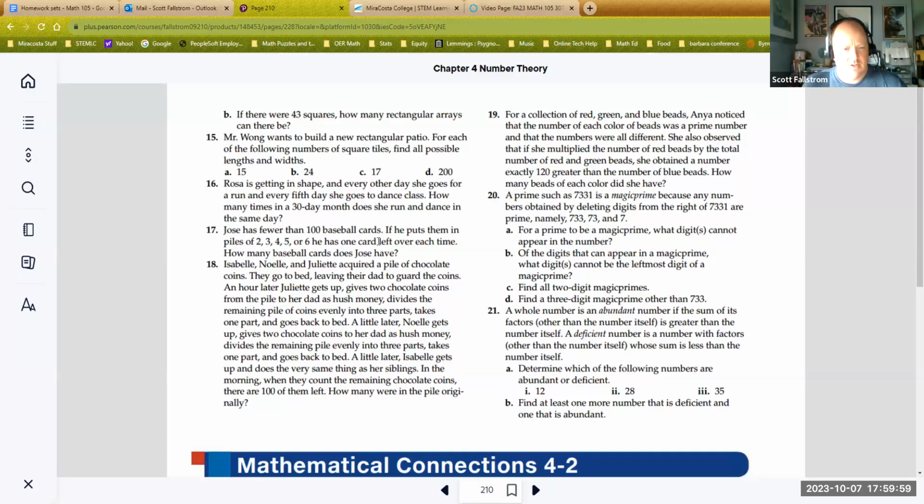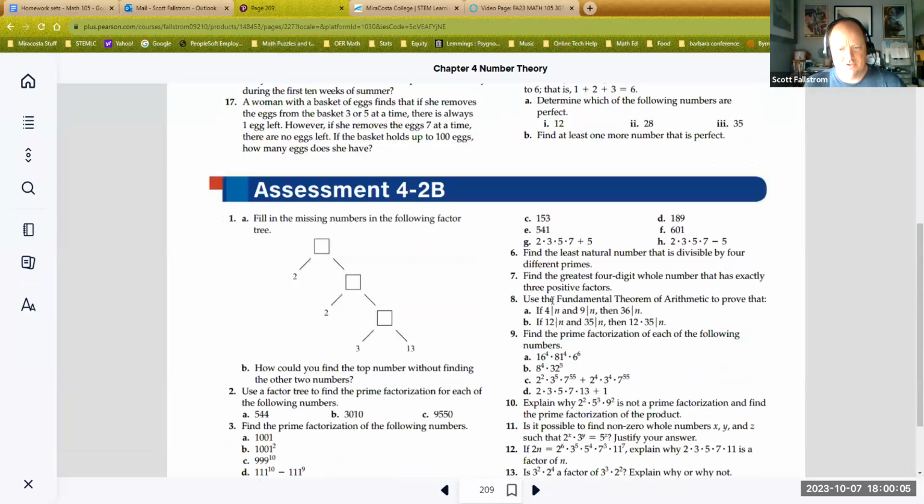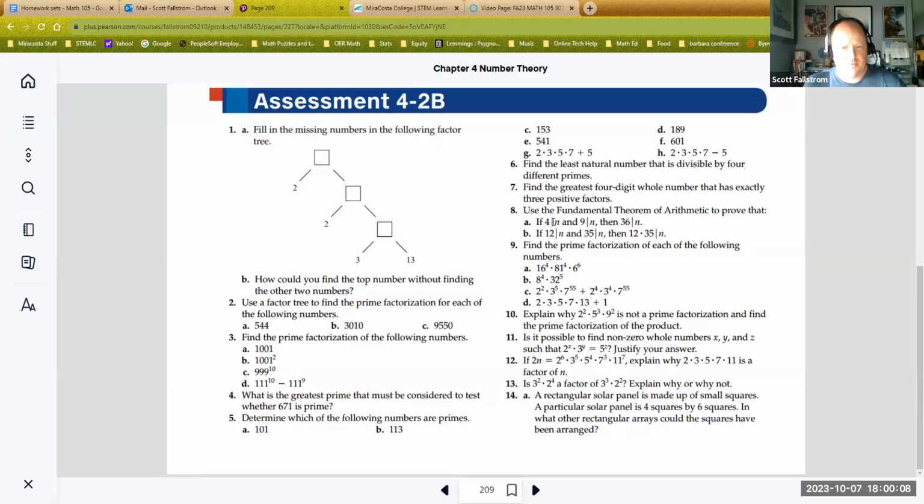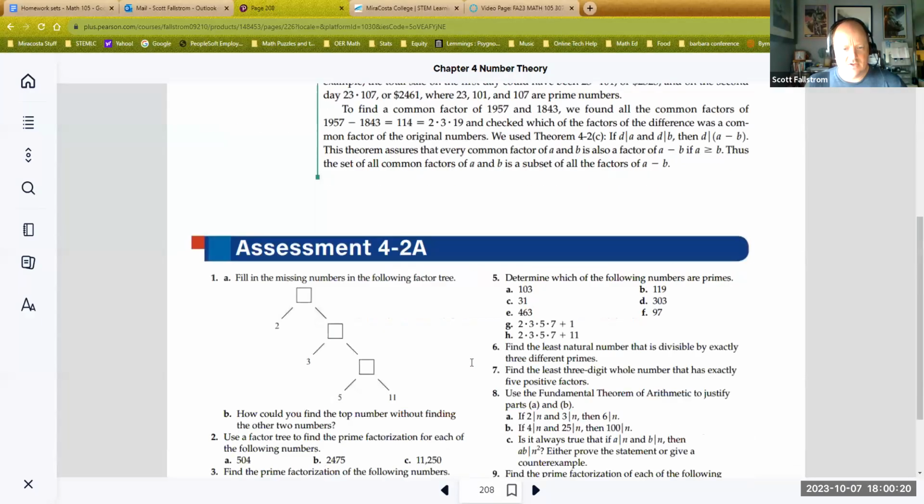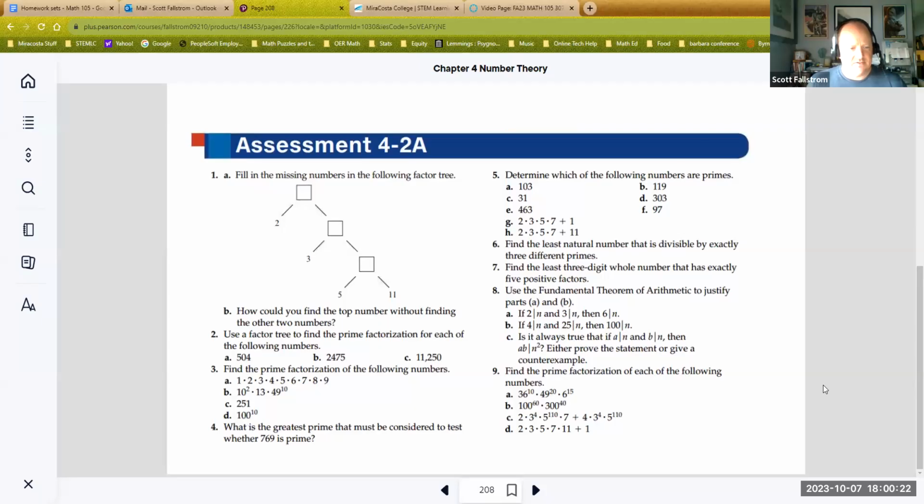All right. Let's jump back over and take a look at a couple of these. Determine which are primes, determine the greatest prime to be considered to test something, use a factor tree. So a lot of different steps, but basically it's all revolving around the prime numbers. So doing A or B should be just fine. Maybe let's do a couple of these as we go.